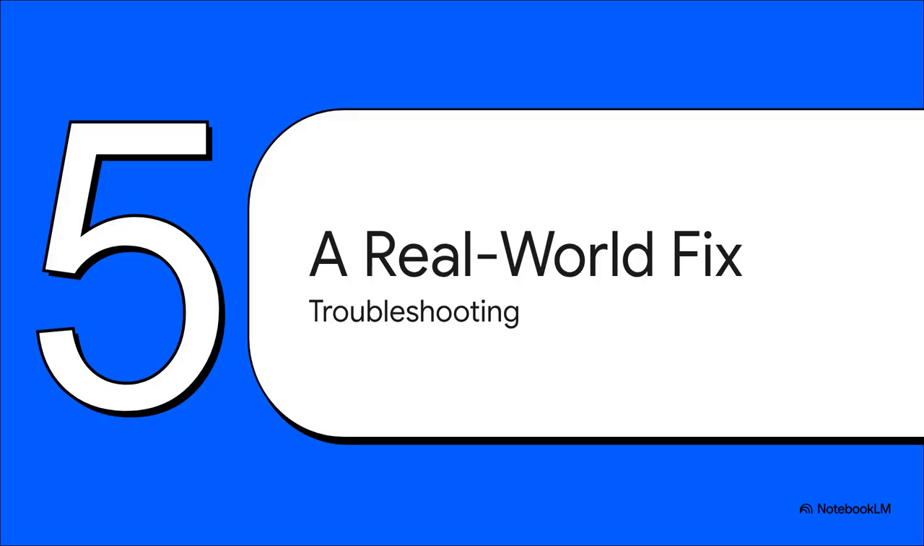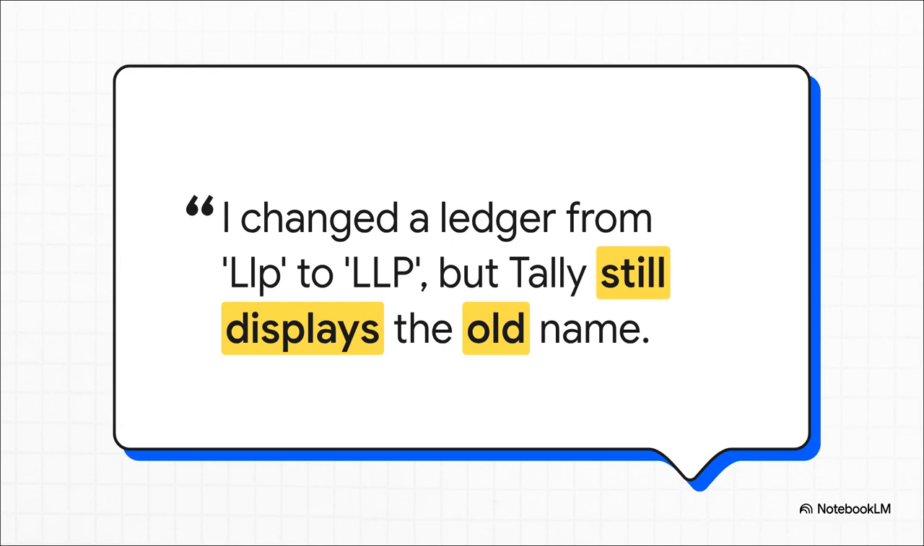Let's wrap up by tackling a super common real-world problem. You know when you make a change, you save it, but for some reason Tally just doesn't seem to be showing it? Yeah, let's fix that. So imagine this. This is a real situation. You're trying to make a tiny fix, like changing a lowercase LLP to an uppercase LLP. You change it, you save it, but every time you look, the old name is still there. It can be incredibly frustrating.